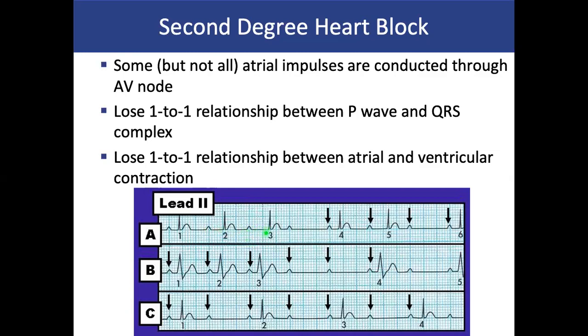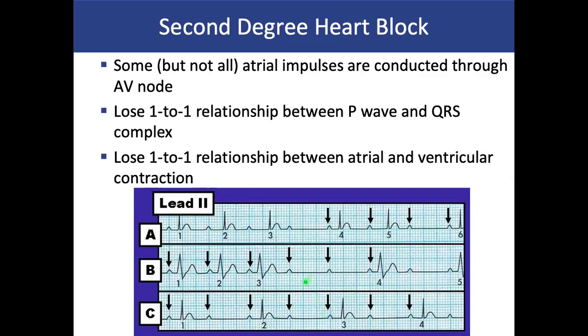These are abnormally long. And then take a look. Here's your P wave. Did it go through the AV node to depolarize the QRS? It didn't. And so that shows that that AV node is more severely damaged. And then here's your P, QRS, P, and it's getting longer. And then here's your P wave, no QRS. And so you're losing that one-to-one relationship.